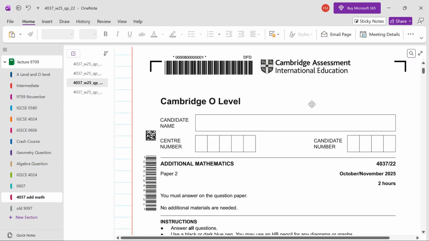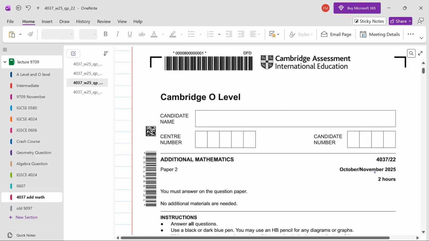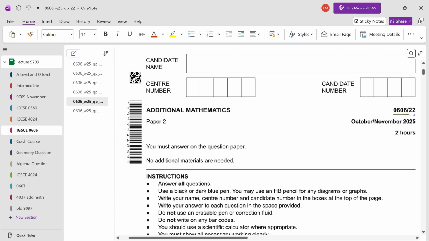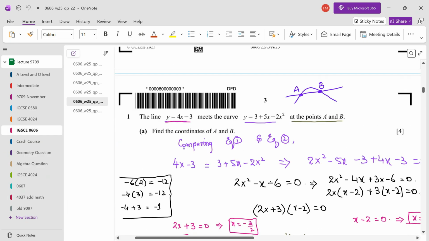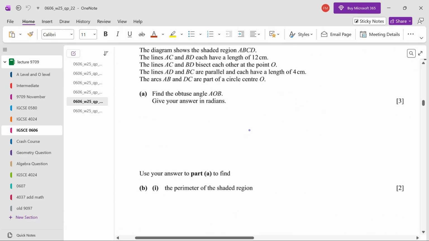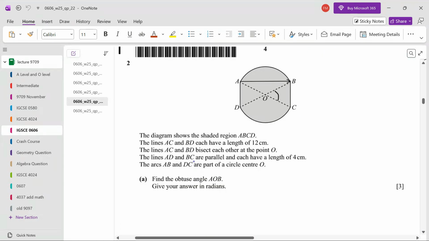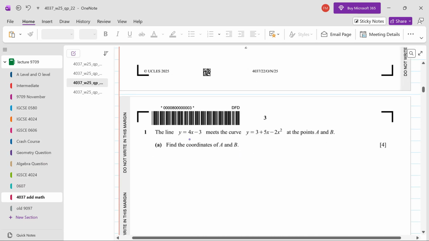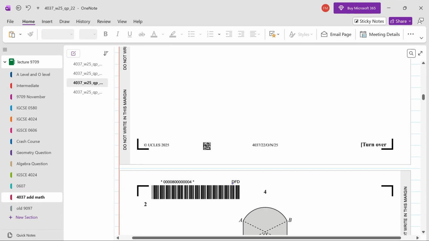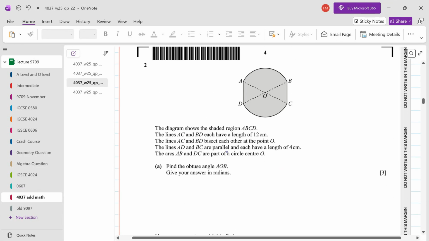Hi everyone, we are going to start Cambridge O Levels 4037/22. This one is the same paper as you can see, 0606/22. This is a question where the line is equal to 4x, and this is another question which is related to the area of the shaded region. When you go to 4037, this is the same line question, and this one is another question which is related to the shaded region.